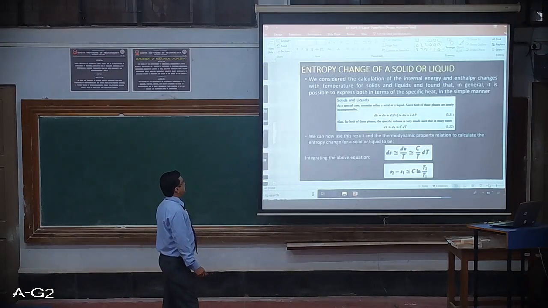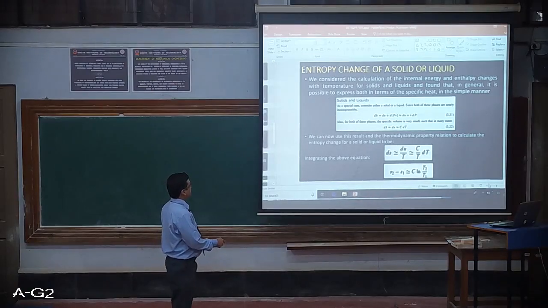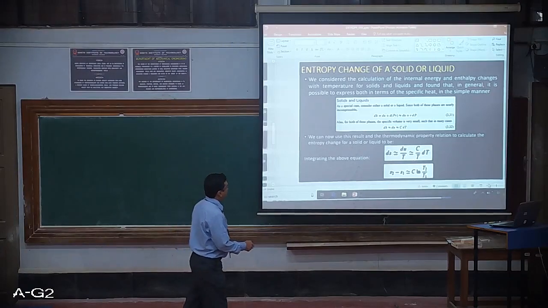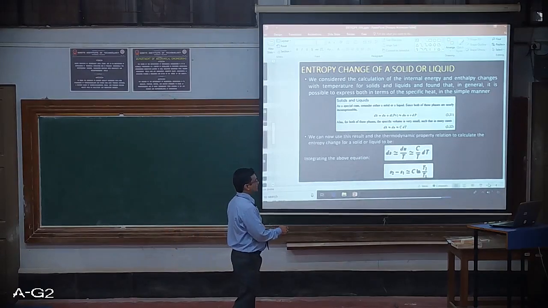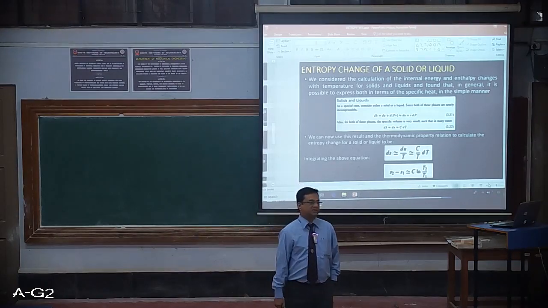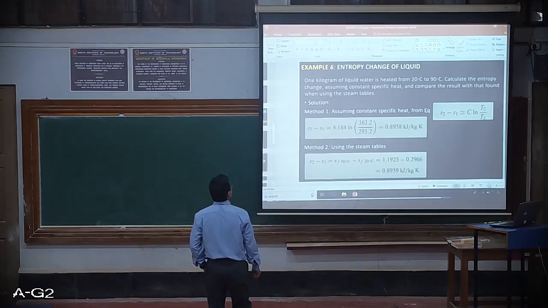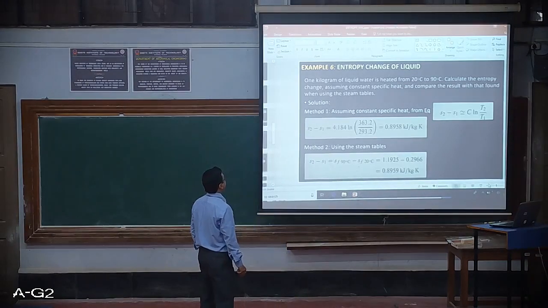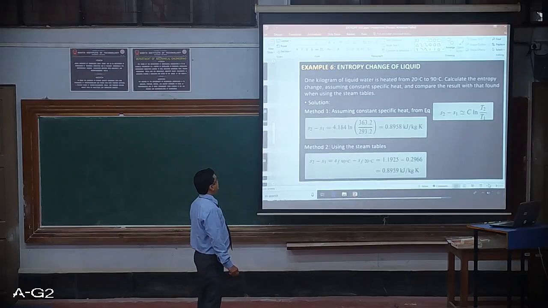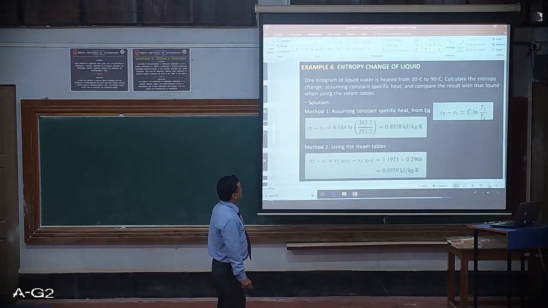Now in that experiment, we developed again an equation for entropy change for solid or liquid by considering the previous discussion on specific heat for solids or liquids. And then we took one simple numerical on entropy change of a liquid. 1 kg of liquid water is heated from 20 degrees Celsius to 90 degrees Celsius. Calculate the entropy change assuming constant specific heat.